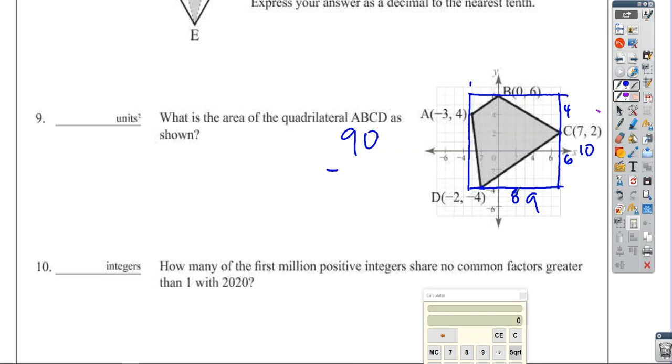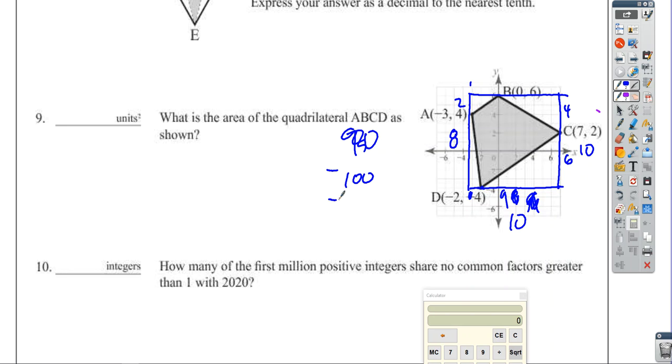8. Because we're going from -2 all the way to 7. Wait, whoa, slow down. From -3 to 7 is not 9, it is 10. So from -2 to 7, it is 9. That means this is 1 right here. So what's the distance here? We're going from 4 to -4, so that's 8. That makes this 2. So that means this whole area of the rectangle is 100, it's not 90, okay.